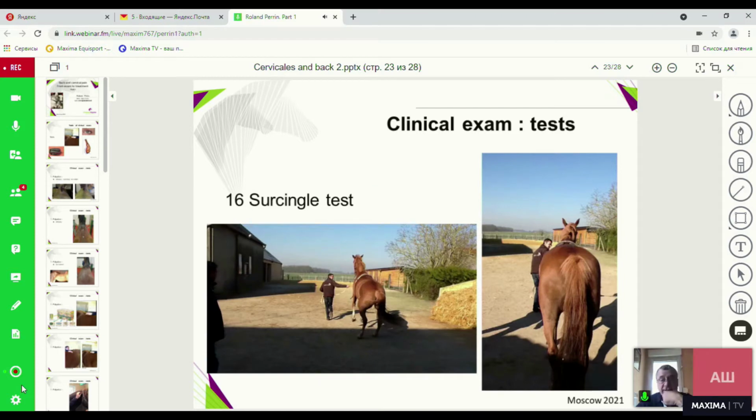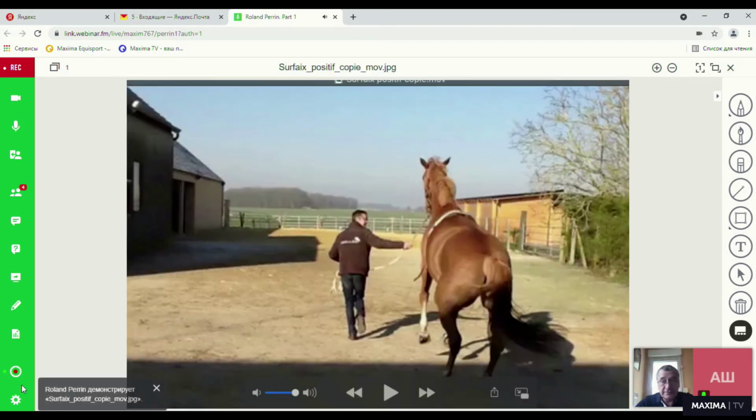So sometimes this test is very positive, like you see on the left. The horse will jump. I think I have a movie. I will try to show you the movie, but I'm not sure I can. It seems to... No, it doesn't work. But you see that you have a big variation of the horse to jump forward, okay?